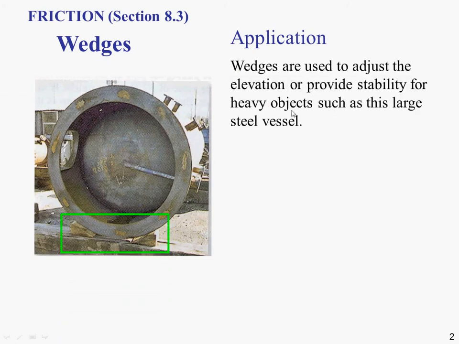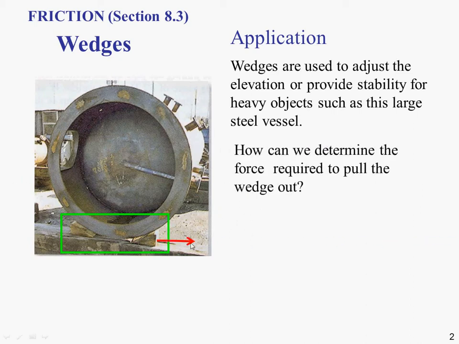typically what we use wedges for is to adjust the elevation or to provide stability for heavy objects. In this case we've got a large steel pressure vessel, and we've used the wedge down here to keep it in place. So we might want to know what force is required to pull the wedge out, because we've got this large weight acting down on top of it.